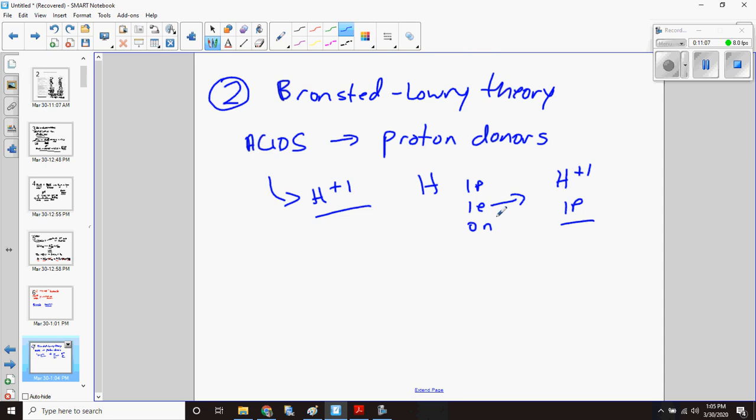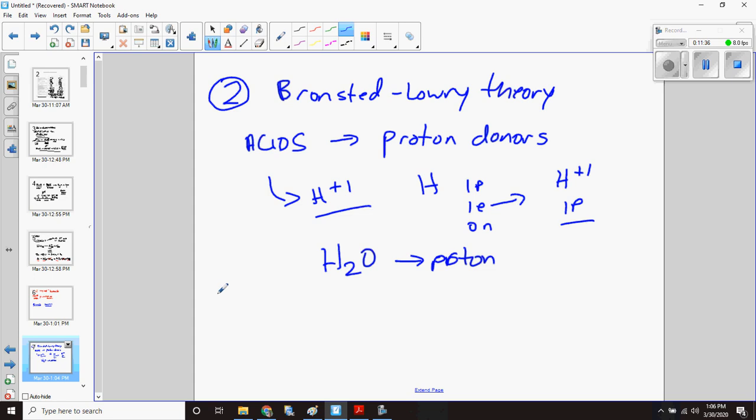So Bronsted-Lowry theory says acids are things that can donate protons. And in Bronsted-Lowry theory, believe it or not, water can act as a proton donor. There's an R in proton. Water can act as a proton donor. Why? Because water has a hydrogen ion, a proton, that it can donate to something else.